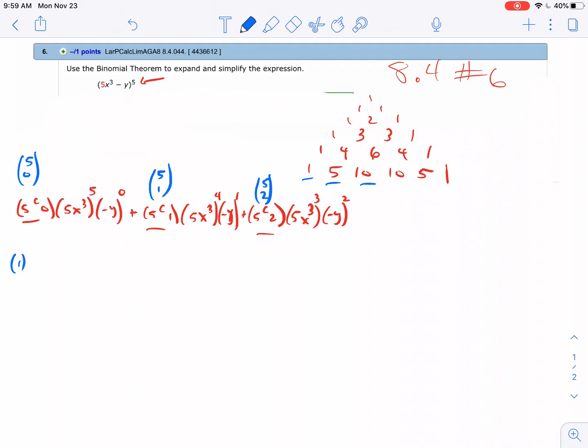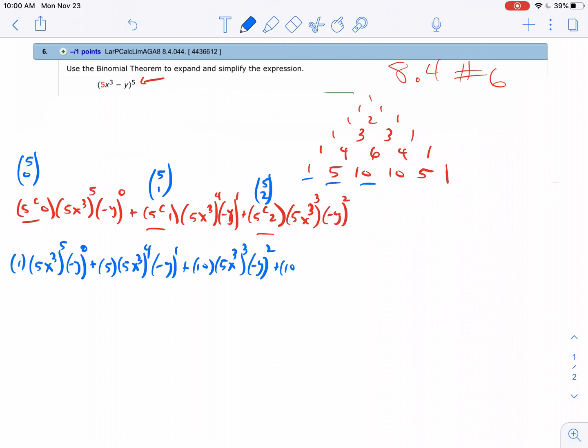We all know what you're talking about then, but I'm going to do the 1, and so now I have 5x cubed to the 5th, negative y to the 0. The next one is a 5, and then I do 5x cubed to the 4th, negative y to the 1st, and the next one is a 10, and that's 5x cubed cubed, negative y squared. So I saved myself a little space, I guess, not a ton, but now keep going.